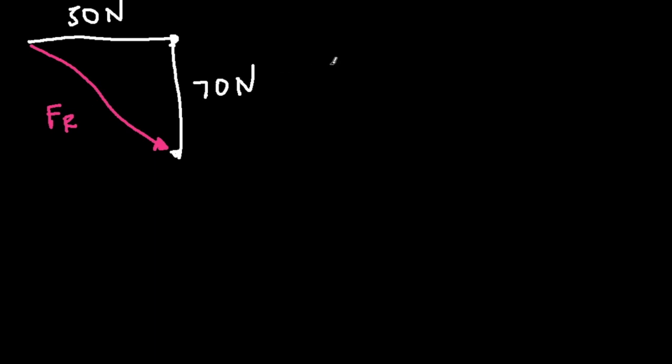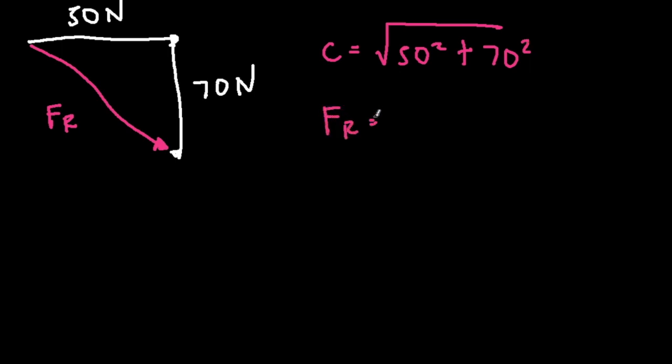And you should get the hypotenuse using c is equal to the square root of 50 squared plus 70 squared, which is the sum of the squares of the two legs. So our F sub r should be the square root of 50 squared plus 70 squared, which is 86 degrees. I mean 86 newtons, not degrees, that's not the angle yet. So we have 86 newtons for our F sub r.